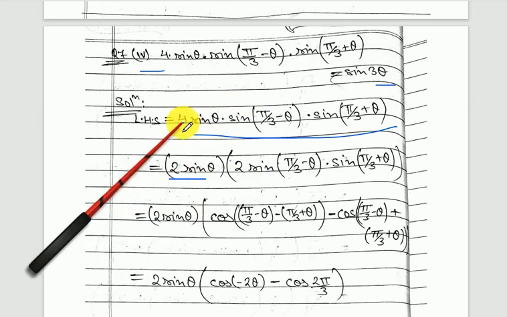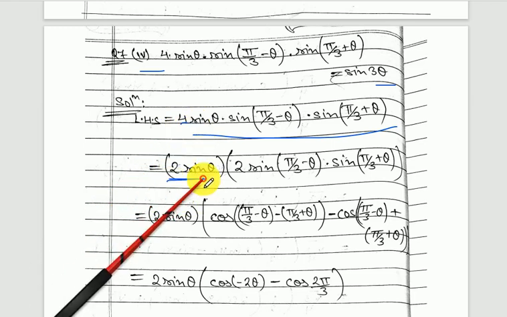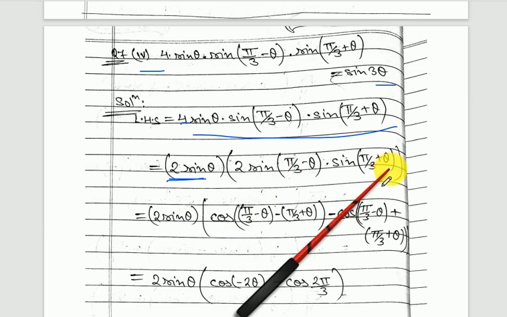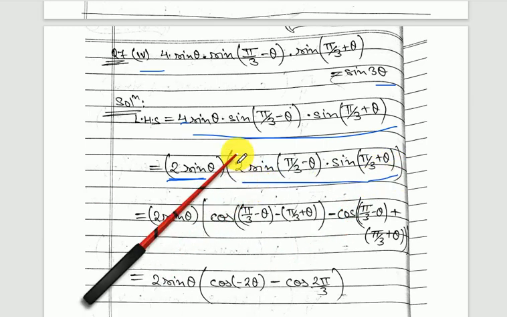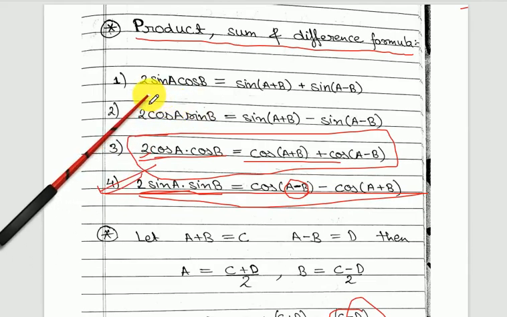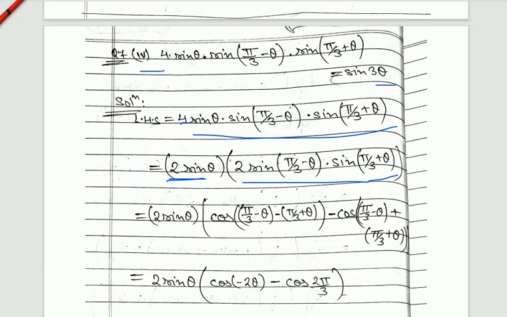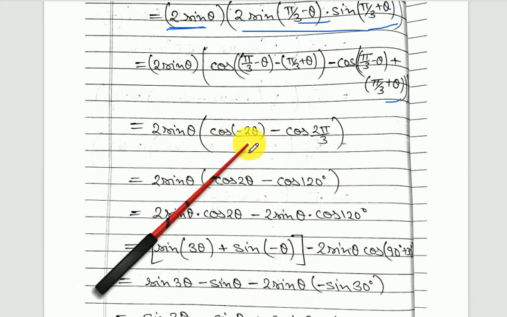Okay, this 4 can be written 2 into 2, so 2 sine theta into 2 sine (pi upon 3 minus theta) into sine (pi upon 3 plus theta). And for this we can use that formula, 2 sine a into sine b formula. Okay, so we will use this formula, 2 sine a into sine b formula, so we'll get cos ((pi upon 3 minus theta) minus (pi upon 3 plus theta)) minus cos of the sum of these two. Okay, so you get cos minus 2 theta minus cos 2 pi upon 3.